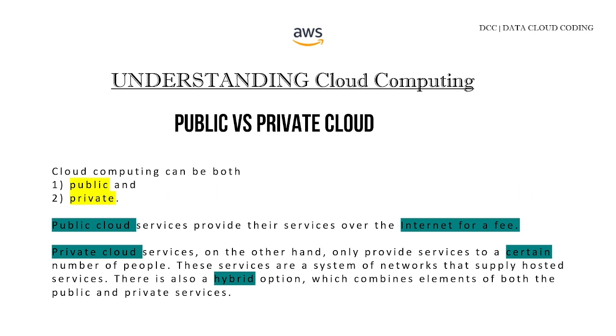And we also have a third option, which is the hybrid option, which combines elements of both the public and the private cloud services, which is also a trend in the IT industry these days. Many companies are going for the hybrid option, which means they are opting for some of the services offered by public cloud, and additionally they're also opting for the facility to use their own private clouds based on the requirement.